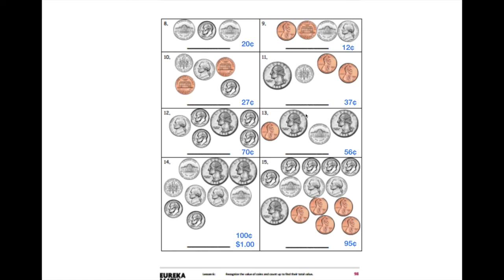Then for this next one, I have 2 quarters. So 25 plus 25 equals 50, plus 5 equals 55, plus 1 equals 56. So this is 56 cents.